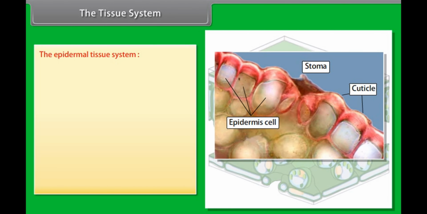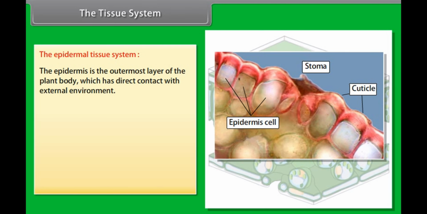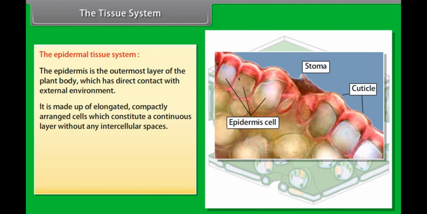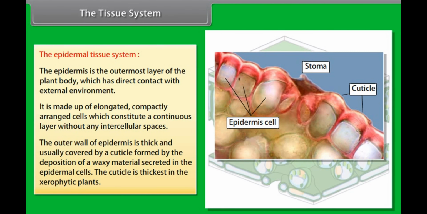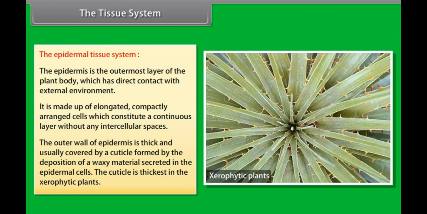The epidermal tissue system. The epidermis is the outermost layer of the plant body, which has direct contact with the external environment. It is made up of elongated, compactly arranged cells which constitute a continuous layer without any intercellular spaces. The outer wall of epidermis is thick and usually covered by a cuticle formed by the deposition of a waxy material secreted by the epidermal cells. The cuticle is thickest in the xerophytic plants.